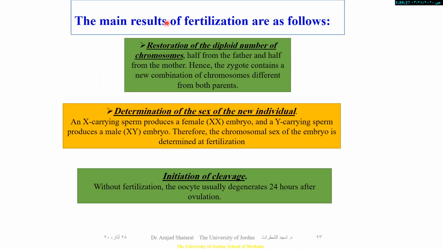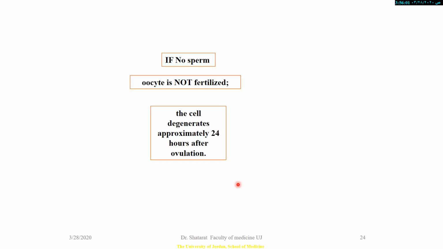And here are the main results of fertilization. We have a zygote with the diploid number. So we went through meiosis to have haploid cells, then we go through fertilization to restore the diploid number. Only now can we say genetically this is a male or female, and finally the initiation of cleavage, which is the topic of next week.